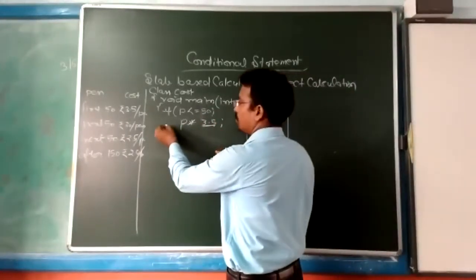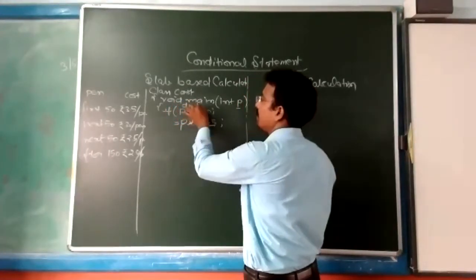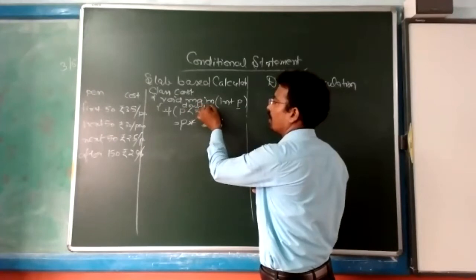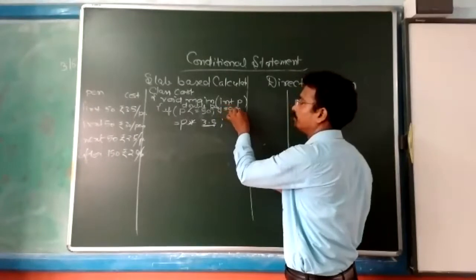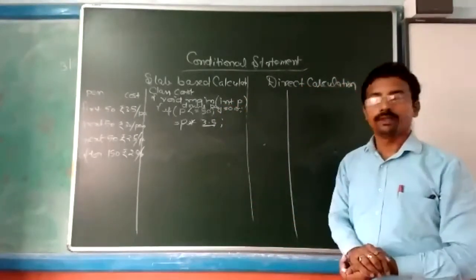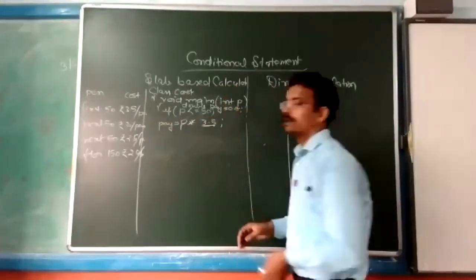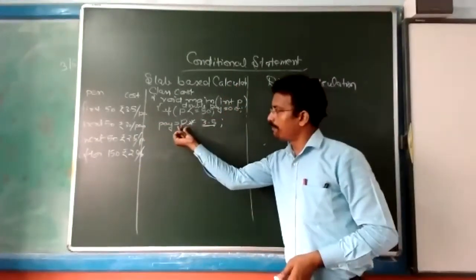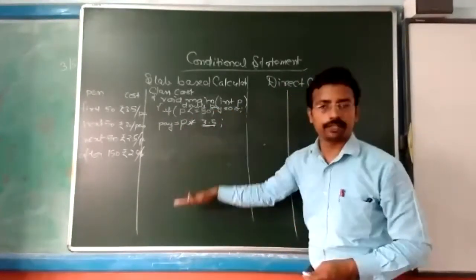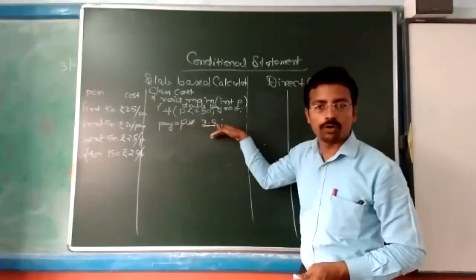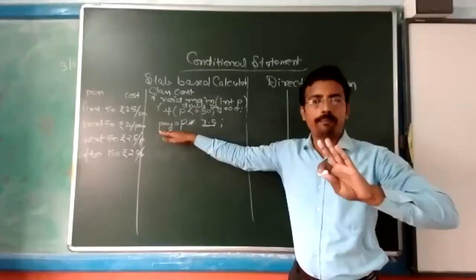So you do one thing. You take a variable of double type, double pay equal to 0.0. This variable you will call here, pay. Now pay will receive the pen into 3.5 cost. After that you need not go further, you need not print it. Just skip it. Pay has received. That's it. No need for printing here.